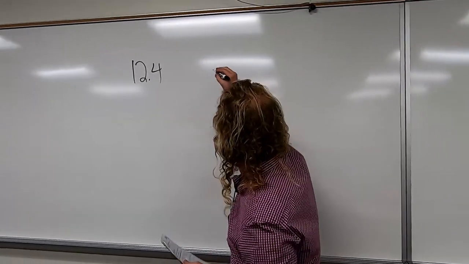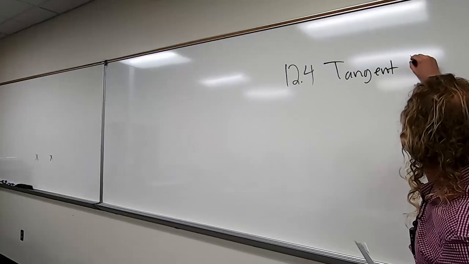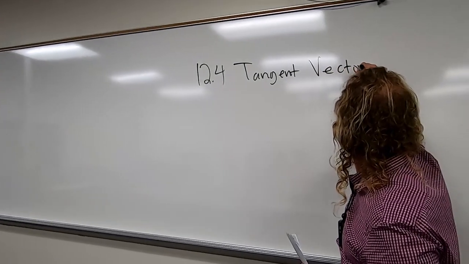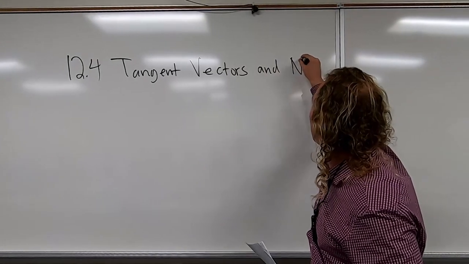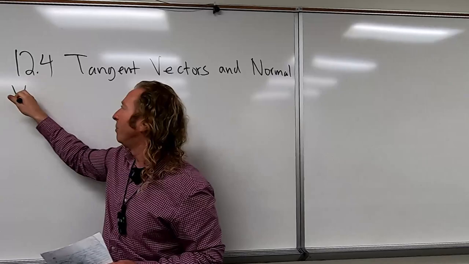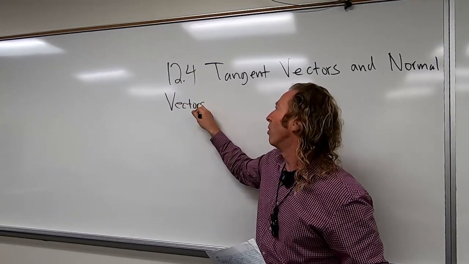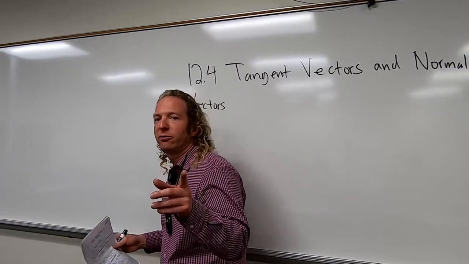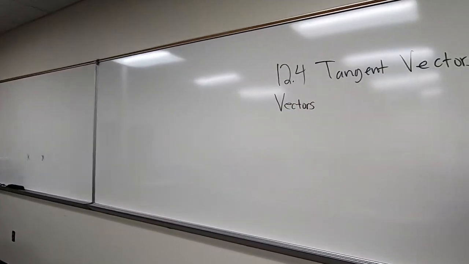Tool 4 is on tangent vectors. So tangent vectors, vectors that are tangent to a curve. And normal vectors. So a normal vector would be a vector that is normal to a curve. In other words, what does normal mean? Normal to a curve, perpendicular. Yeah, so perpendicular.